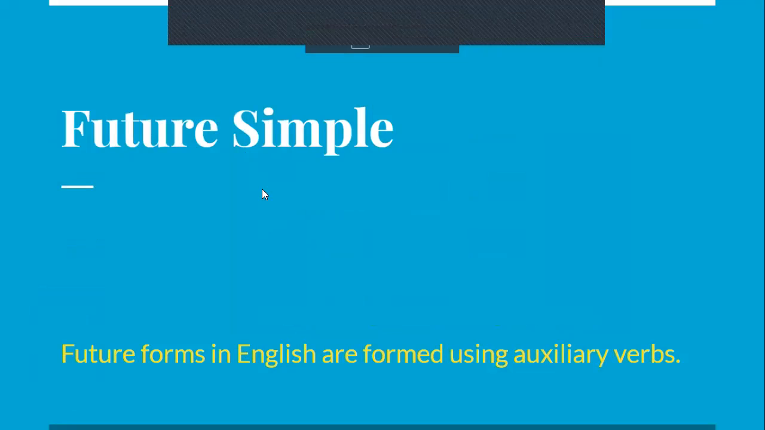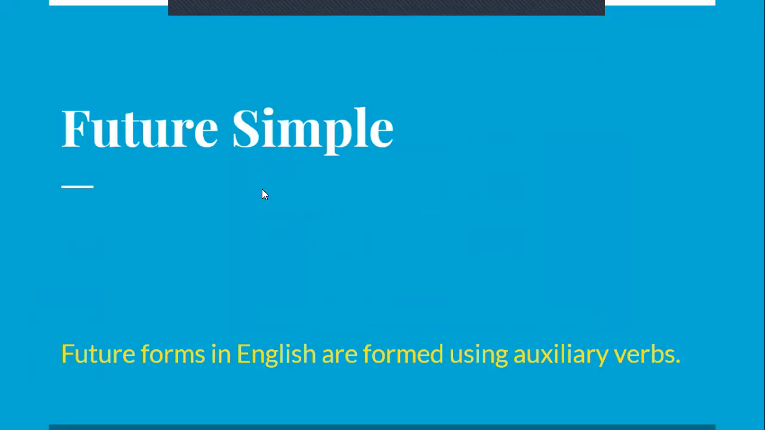हमारी आखिरी दो टेंसेस: फ्यूचर सिंपल और फ्यूचर कंटिन्यूस. Future simple. Future forms in English are formed using auxiliary verbs. जब हमने modal verbs किए थे तो we discussed कि auxiliary verbs क्या होते हैं. Auxiliary verbs होते हैं verbs जो आपके main verb को help करते हैं. तो auxiliary verb की एक type थी modal verbs जो modality show करते हैं. उसके अलावा भी auxiliary verbs होते हैं जो main verbs को help करते हैं.